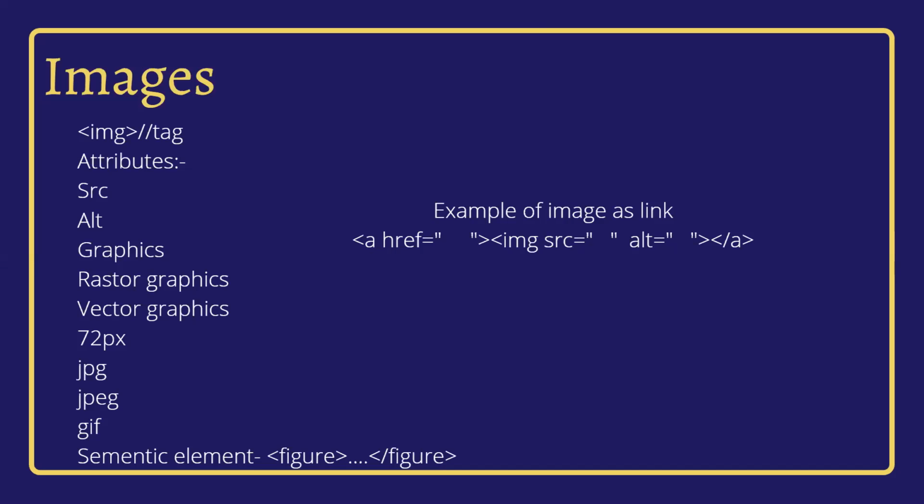So before understanding the images, we need to understand something about the graphics. We will not be going very deep into the graphics, but some basic knowledge of graphics is very important. See, we have two types of graphics. First one is the raster graphic and the second one is the vector graphic. Raster graphic is based on pixels. For example, JPG and JPEG are commonly used image formats. Another one is PNG. PNG is used for transparency. It can maintain the transparency.